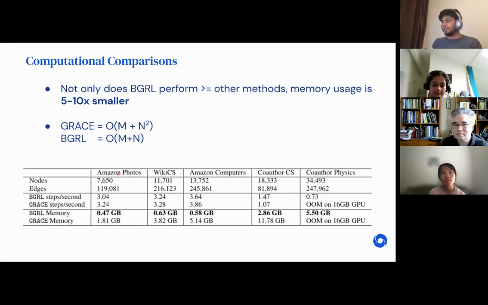These datasets are arranged in increasing order of the number of nodes. And you see that while Grace's memory starts to blow up, BGRL rises in a much more controllable way. And this is really important in practice, where especially for graphs, memory is at a premium, and you're often struggling to fit everything in on the GPU.